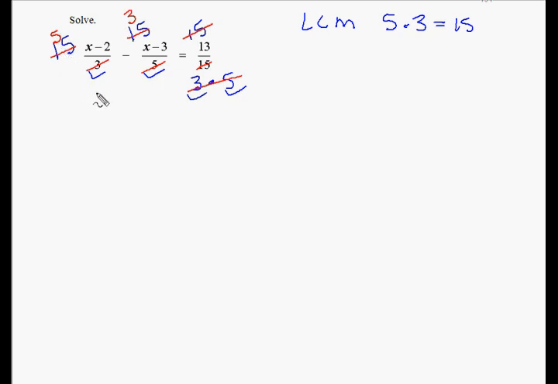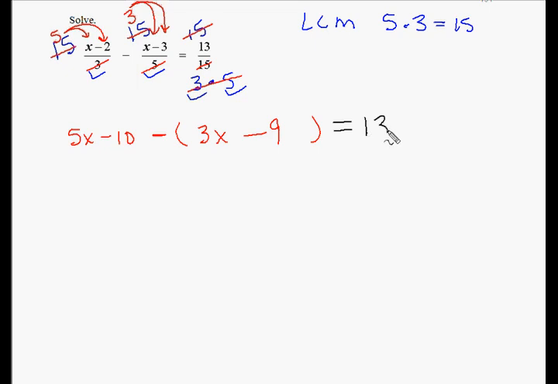Now we need to write this problem so we can see what we have. Using the distributive property, 5 times x is 5x, and 5 times negative 2 is negative 10. And here's where things get to be a little tricky. It says to subtract, but I need to subtract all of this stuff. So I'm going to use parentheses to make sure I don't make a mistake. 3 times x and also 3 times negative 3 is equal to our 13. Everything else over here had reduced out.